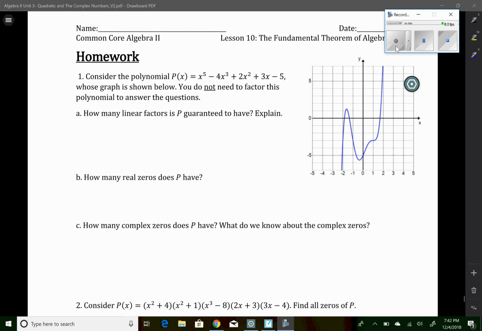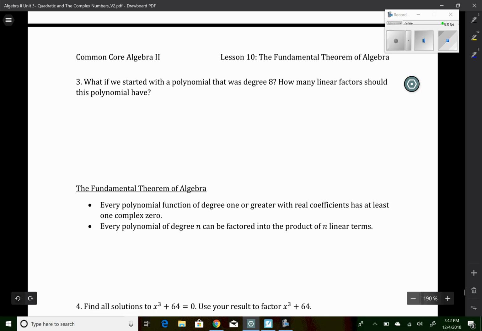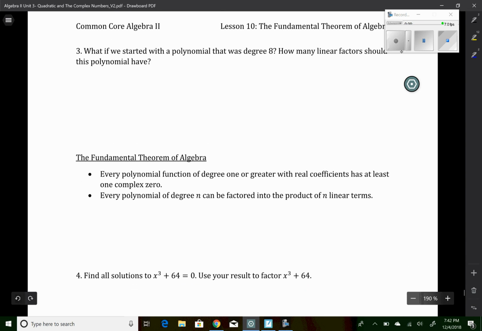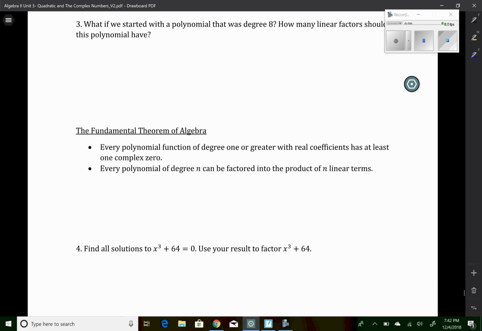Now, before we actually discuss this homework assignment, I just want to go over what the fundamental theorem of algebra really is. So looking at a problem here, in your notes, we have this setup. It says the fundamental theorem of algebra says every polynomial function of a degree of 1 or greater with real coefficients has at least one complex zero.